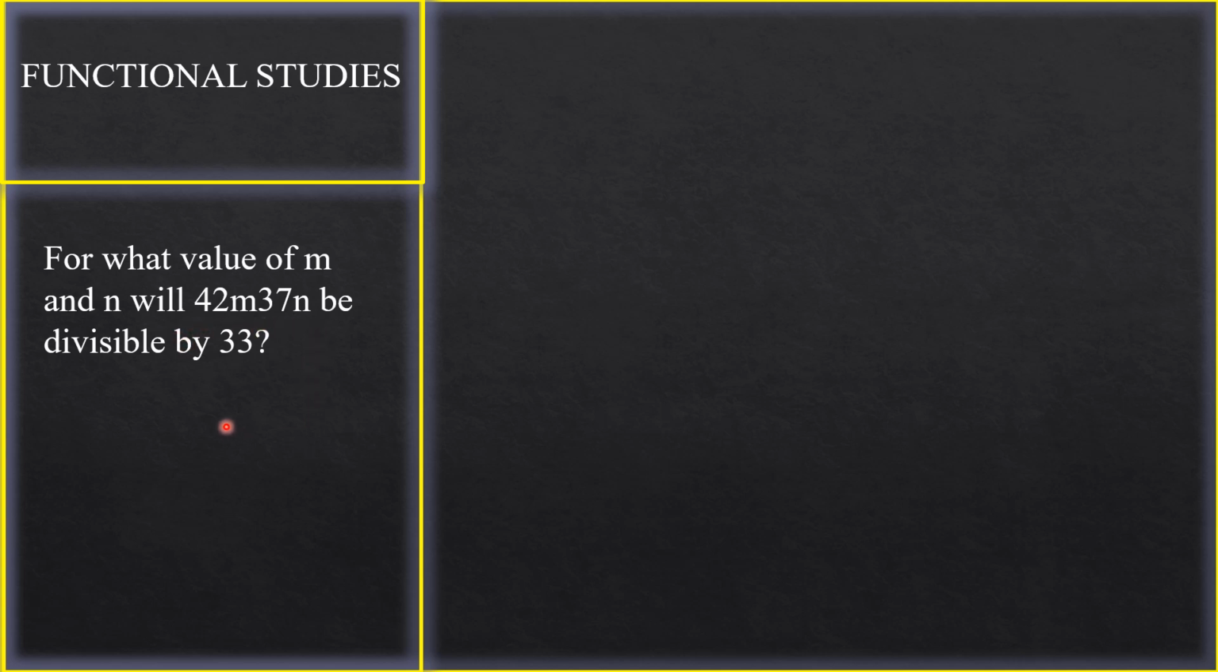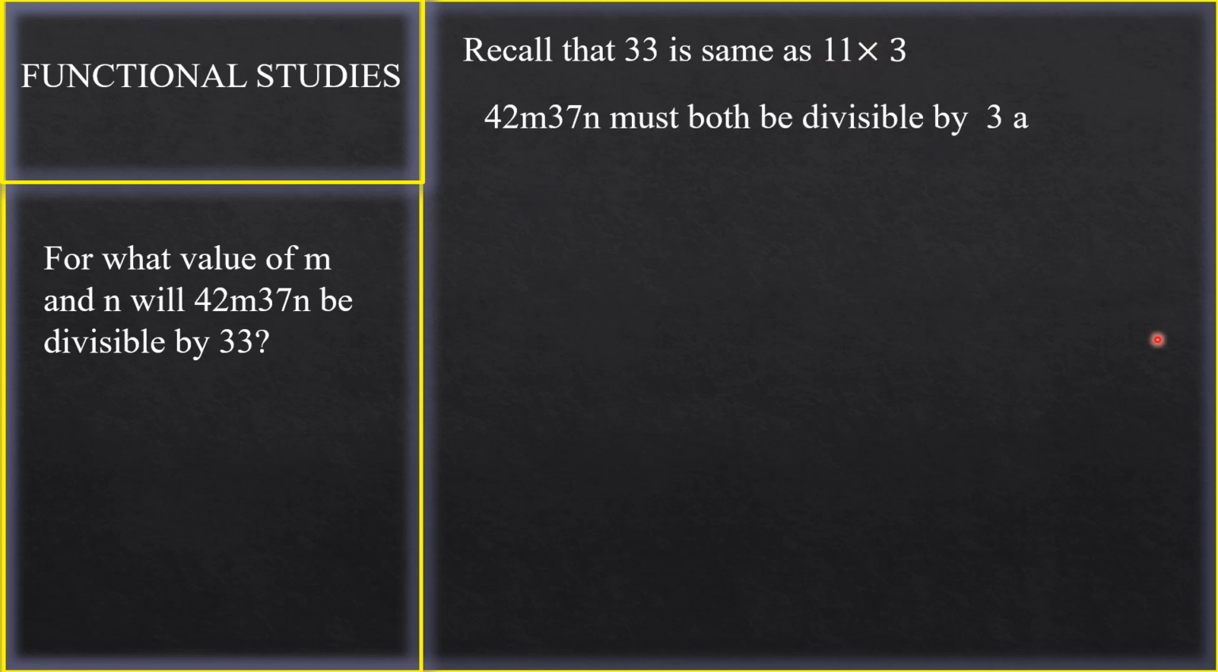So what are the factors of 33? We recall that 33 can be rewritten as 11 times 3. So 33 has two factors excluding one and itself, 11 and 3. So if this number is divisible by 33, it must be divisible by 3 and 11.